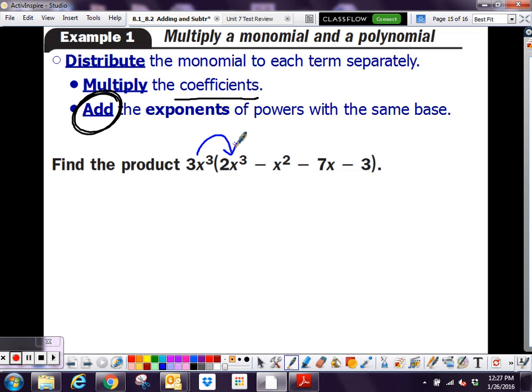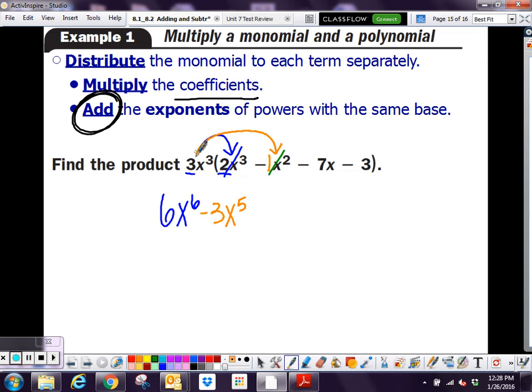So I've got 3x cubed times 2x cubed. Now notice we are multiplying, so I have to do 3 times 2, that's 6. When multiplying, we add exponents. So I have 6x to the 6. All right, I'm done with that first term. Now I have to do 3x cubed times negative x squared. Okay, well that's 3 times a negative 1, which is going to be minus 3. I add my exponents and get x to the 5th.